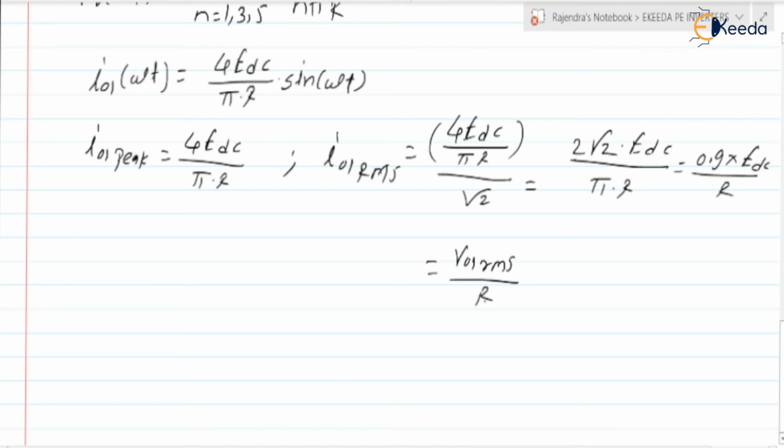Okay. Similarly, we can write I0n RMS is equal to what? V0n RMS divided by R.